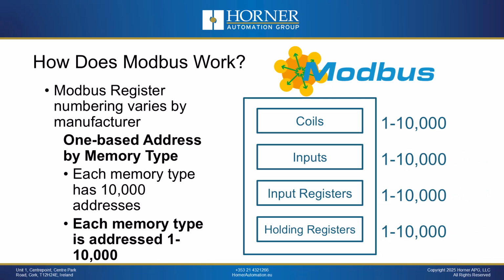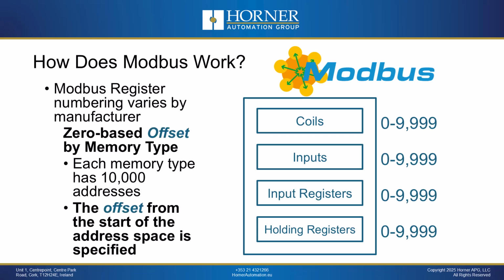Some manufacturers may instead use a number from 1 to 10,000 for each of the 4 different types of registers for the addresses of the Modbus data. For example, they may specify input register number 1 or holding register number 1.